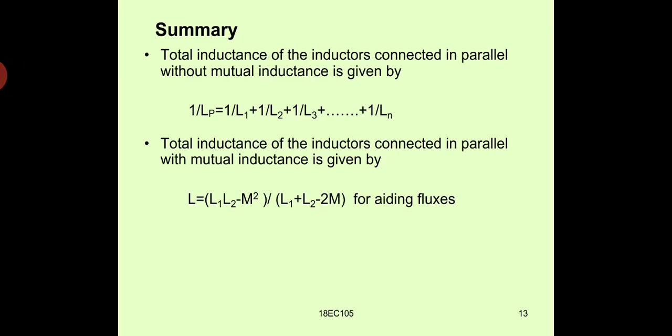The expression for them will be L equal to L1 into L2 minus M square divided by L1 plus L2 minus 2M. This is for aiding fluxes. Similarly, for opposing fluxes, it will be L equal to (L1 into L2 minus M square) whole divided by (L1 plus L2 plus 2M). This is for the opposing fluxes when they are connected in parallel combination.